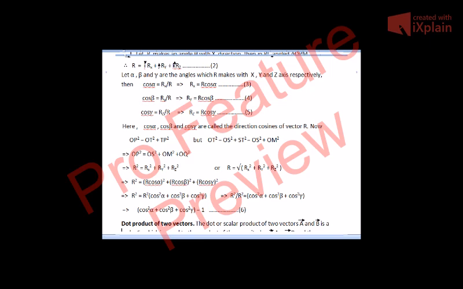Now if we convert this cos square alpha, cos square beta, and cos square gamma into sin square alpha, sin square beta, and sin square gamma, we can use the relation sin square theta plus cos square theta is equal to 1, which implies cos square theta will be equal to 1 minus sin square theta. So cos square alpha will be equal to 1 minus sin square alpha. Cos square beta will be equal to 1 minus sin square beta, and cos square gamma will be equal to 1 minus sin square gamma.